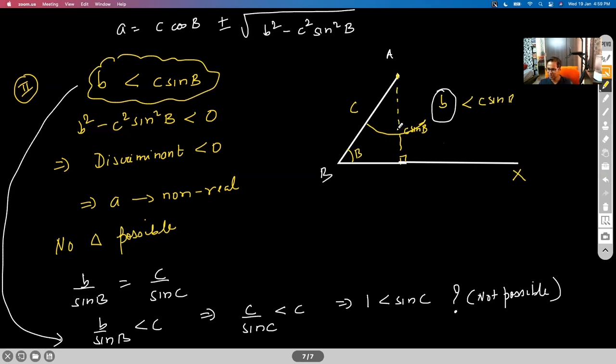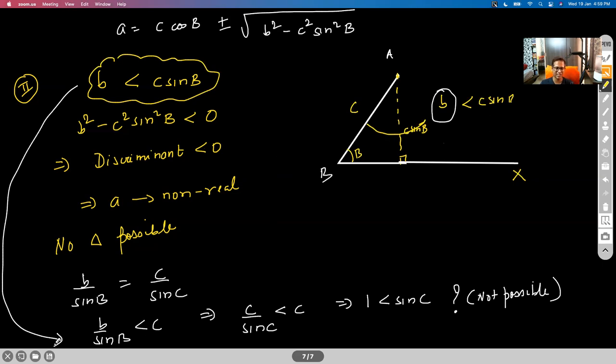Is it fine? So see, I'm showing you from various angles. From quadratic perspective, I'm showing. From sine law perspective, I'm showing. From geometrical perspective also, I'm showing why triangle is not possible. Got the point? Okay. So we'll move on to the last case.